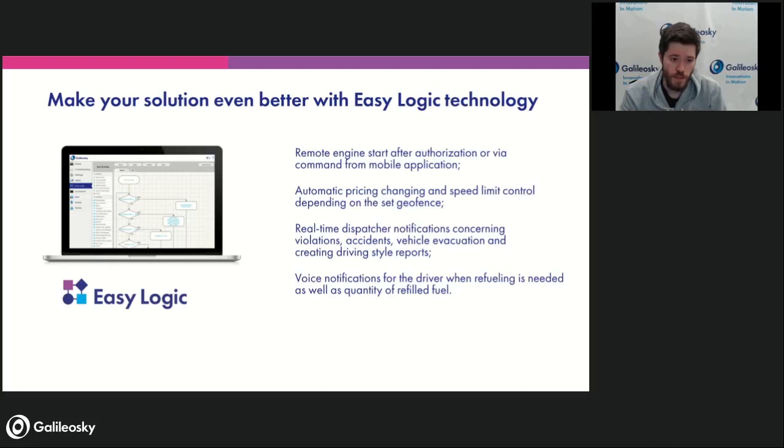there is a possibility to set a remote engine start after authorization or via command from mobile application. So this is controlling one of the outputs, or well, in this case, engine start is usually using two outputs, one for controlling the ignition and the other for starting the engine. There is ability to change the pricing and speed limit control depending on the set geofence.